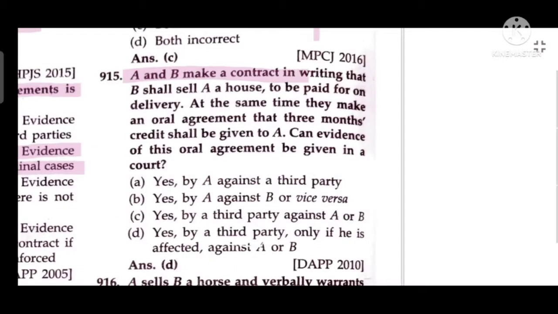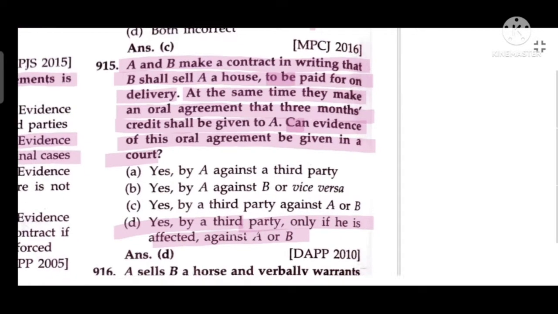A and B make a contract in writing that B shall sell a house to be paid for on delivery. At the time they make an oral agreement that 3 months' credit shall be given to A. Can evidence of the oral agreement be given in court? Yes, by a third party only if he has been affected against A or B.